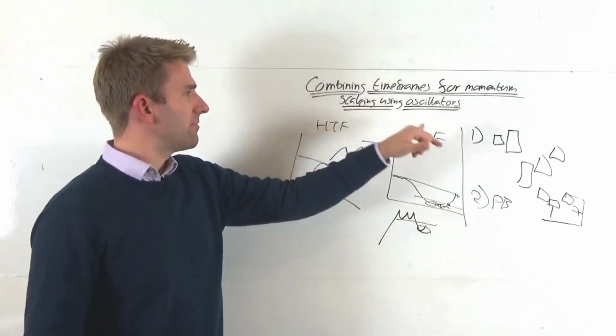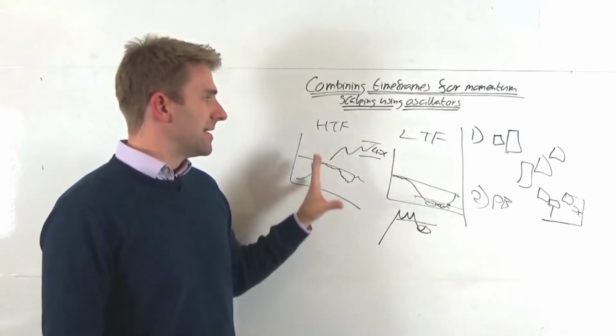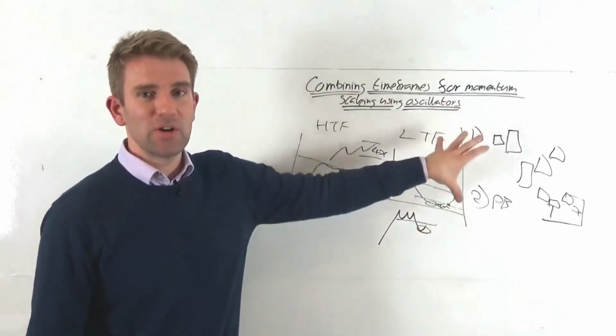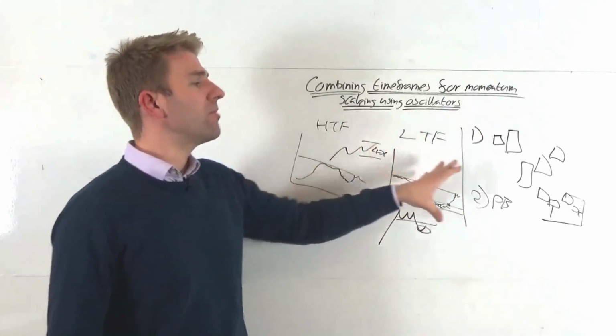Anyway, guys, combining time frames for momentum scalping using oscillators. Some more ideas to think about. That looks a little bit grubby on the board, doesn't it, when I'm looking at it? But hopefully it makes some sense.